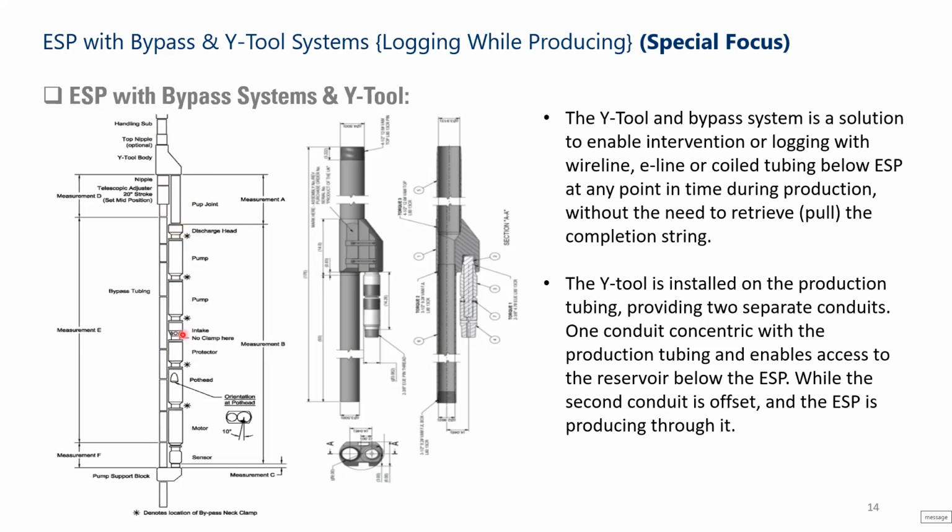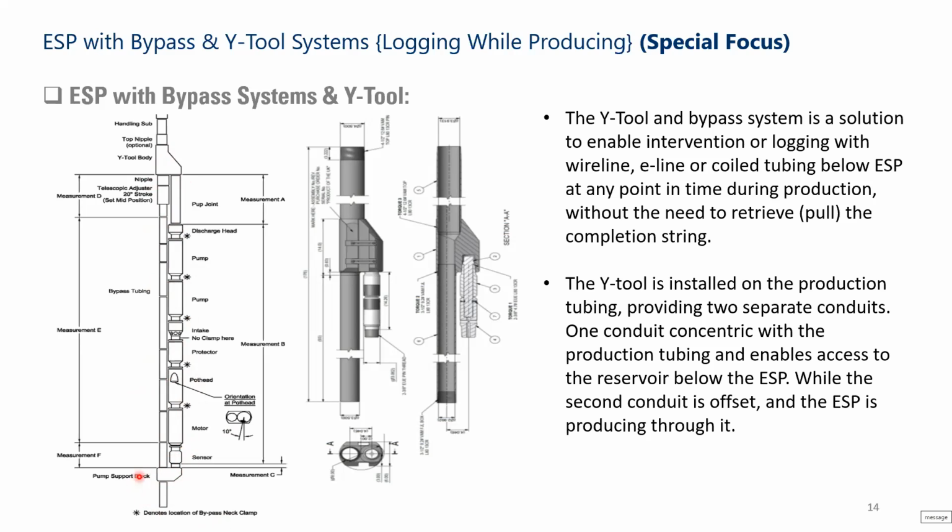So you have the Y tool as a component. Then you have the ESP system with its different parts, as I explained in the previous slide. You have pumps, intake, protector, you have motor or sensor. So this is an assembled string. Beside it, you will have the bypass tubings that are run by the side of the ESP. And at the bottom here, this is optional, they call it the pump support block.